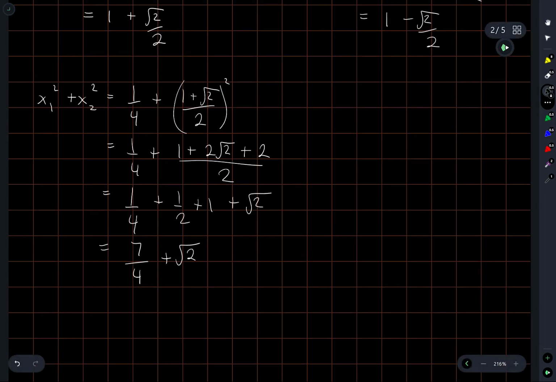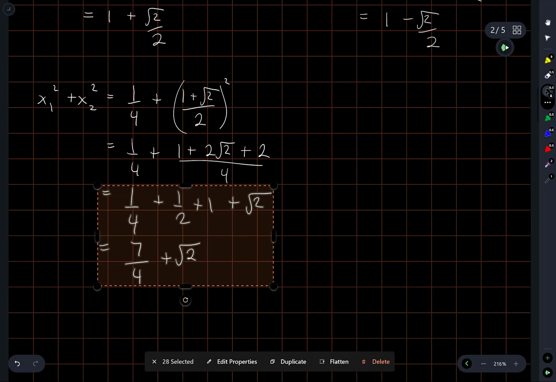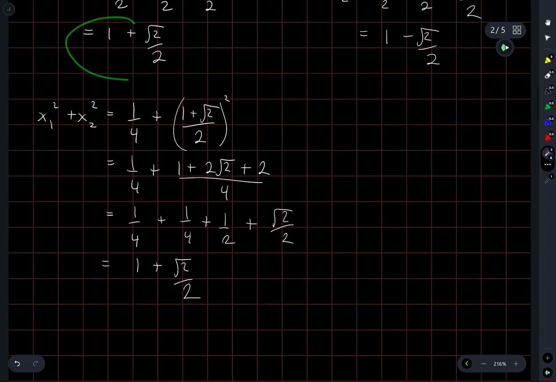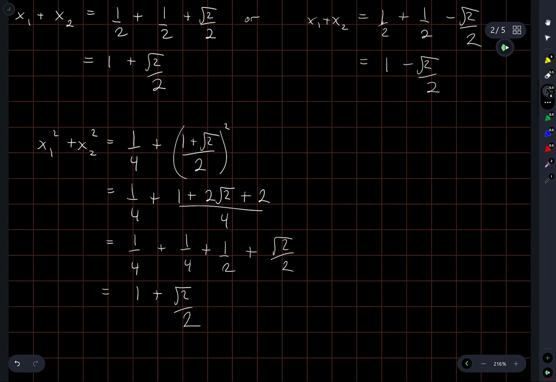Aha, yes, I have a mistake here, right? This should be a 4. I was wondering why what I was doing here was breaking down so early in my solution. But anyway, okay, 1 over 4 plus 1 over 4 plus 1 over 2 plus root 2 over 2, which is 1 plus root 2 over 2. That's good, right? We expect to get the same thing here. That's how we solved for x2 in terms of x1.